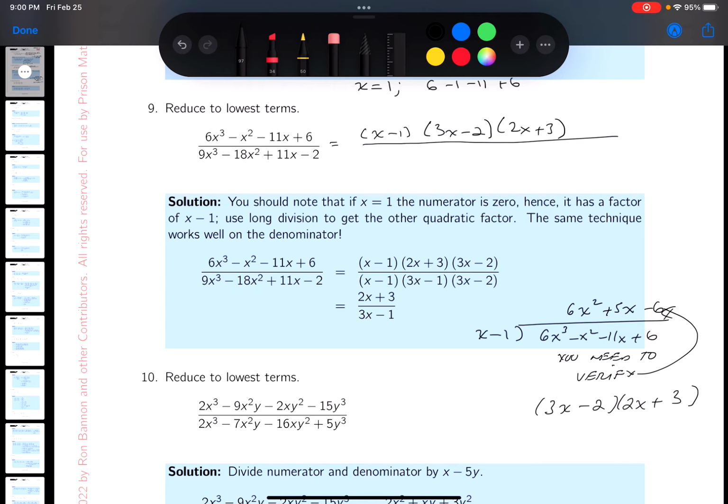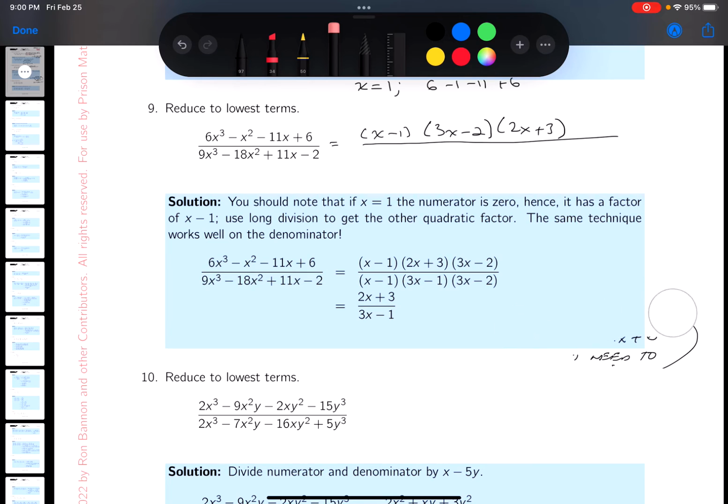Let me get my eraser out. And again, you need to verify that. Otherwise, you're just trusting me. All right. The bottom, I've got to be honest with you, again, I'm in the same predicament. But here's my deal. It probably has one of those factors. Which one's the easiest one to try? X minus 1. So I'm going to try it on the bottom.